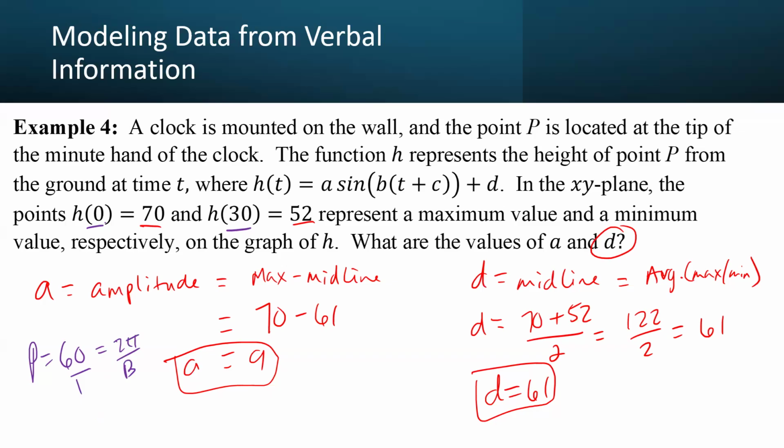And it would be what? What would it be? 2 pi over 60, which reduces to what? 1 pi over 30. All right.